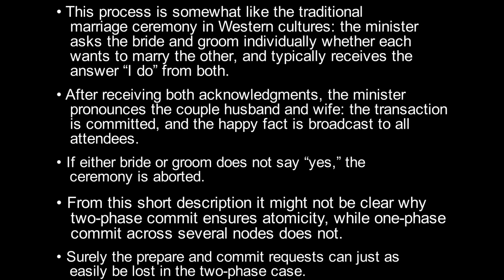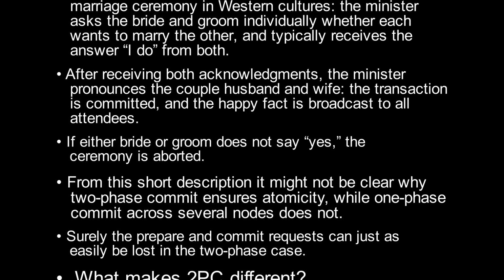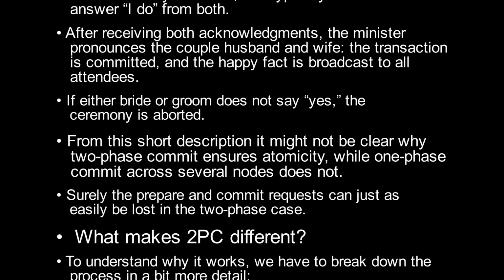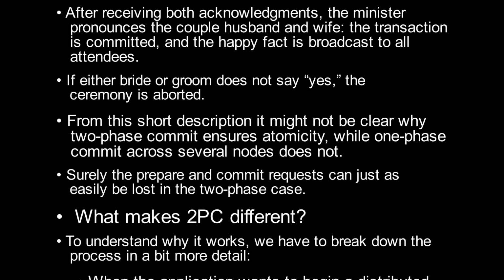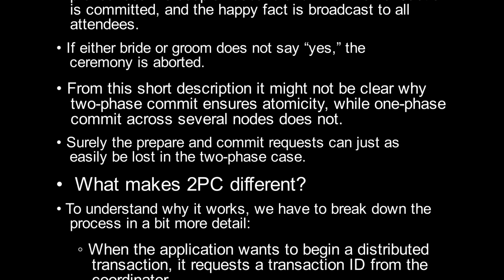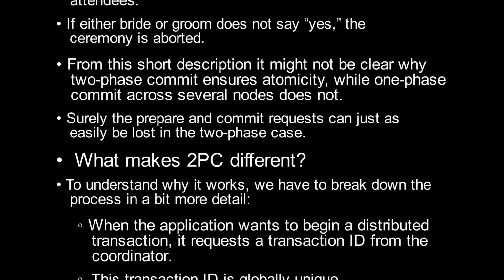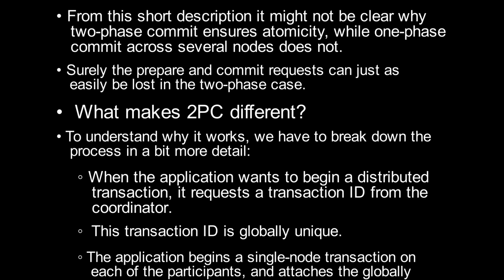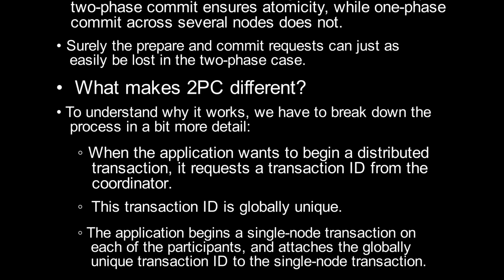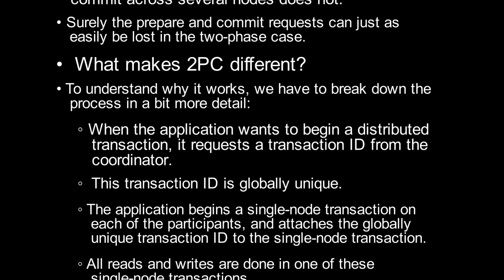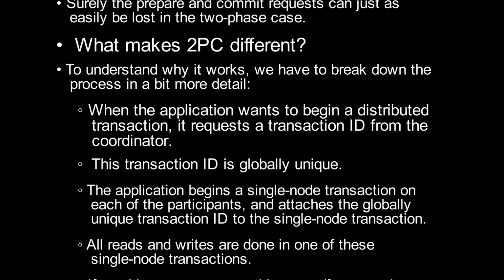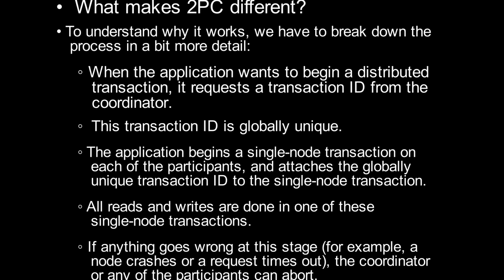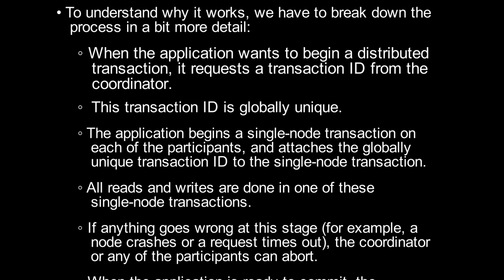From this short description, it might not be clear why two-phase commit ensures atomicity, while one-phase commit across several nodes does not. Surely the prepare and commit requests can just as easily be lost in the two-phase case. What makes 2PC different? To understand why it works, we have to break down the process in a bit more detail. When the application wants to begin a distributed transaction, it requests a transaction ID from the coordinator. This transaction ID is globally unique. The application begins a single-node transaction on each of the participants and attaches the globally unique transaction ID to the single-node transaction. All reads and writes are done in one of these single-node transactions.